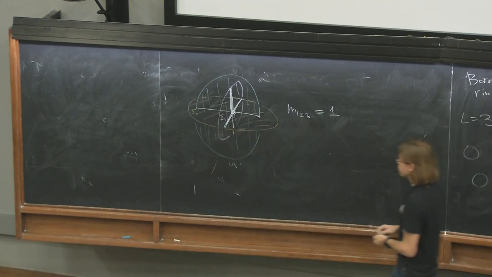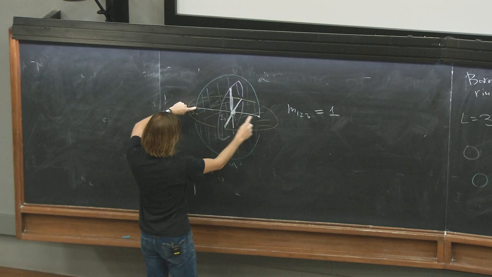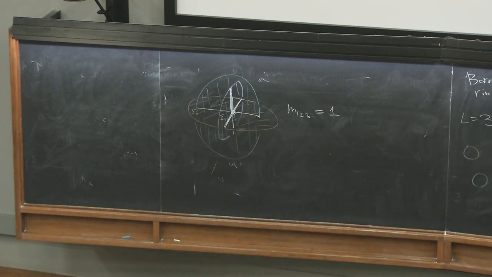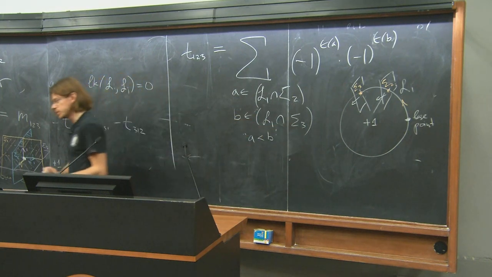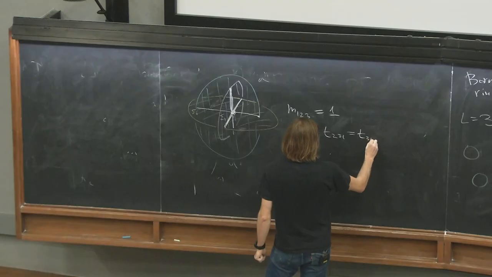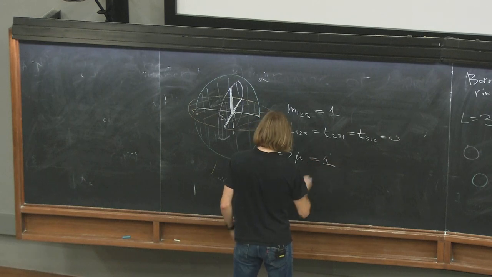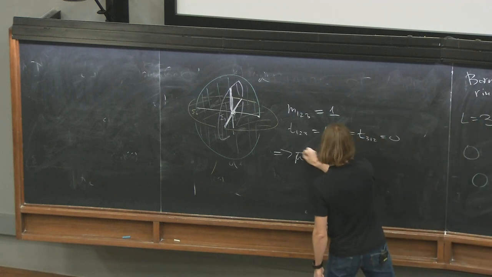And it's easy to see that if you go, for example, along this link component, we only have intersection of this link component with sigma 2, but not with sigma 1. So there will be no pairs of intersection points both in sigma 2 and in sigma 3. So all other contributions will vanish. Mu is 1. And of course, in this case, mu bar is obviously 0.